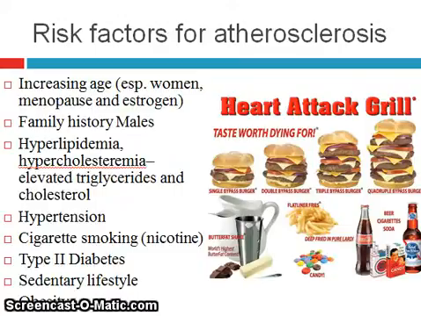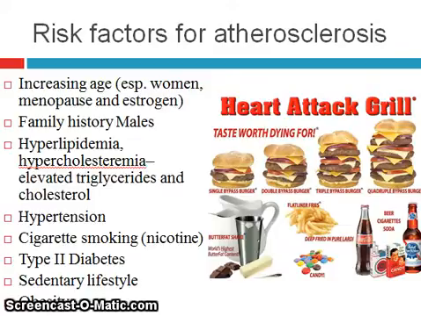So risk factors for atherosclerosis: as we get older, we're at increased risk. Women, especially after they go through menopause and their estrogen levels drop. If we have a family history, especially for men, if they have hyperlipidemia or hypercholesterolemia, meaning that on their lab work they have high triglycerides or high cholesterol.